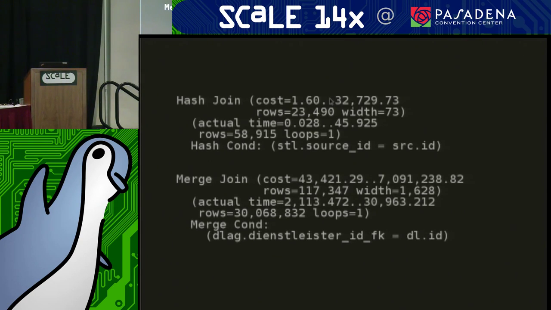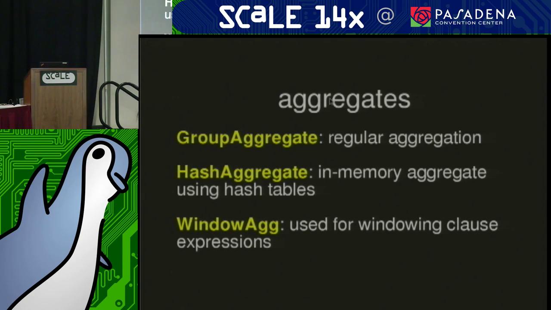But that's actually examples of some of these node types. So, more node types. These slides, by the way, are online if you want to review them later on. So I don't expect you to memorize all these. Aggregates. One of the things we do in Postgres is aggregate, right?